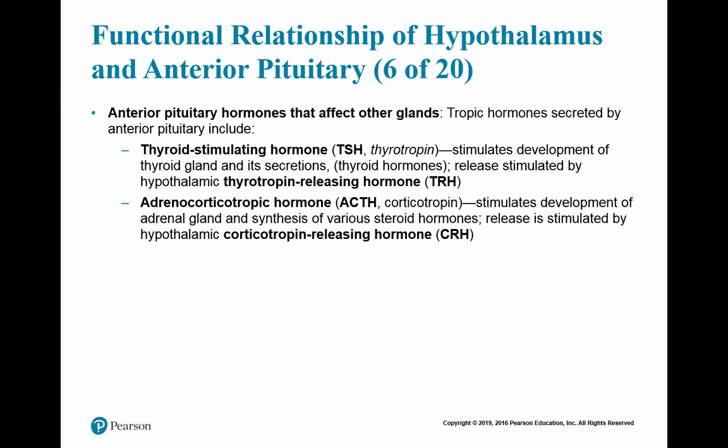Adrenocorticotropic hormone, ACTH. The hypothalamus releases corticotropin releasing hormone. The anterior pituitary releases adrenocorticotropic hormone, and that goes to the adrenal gland.